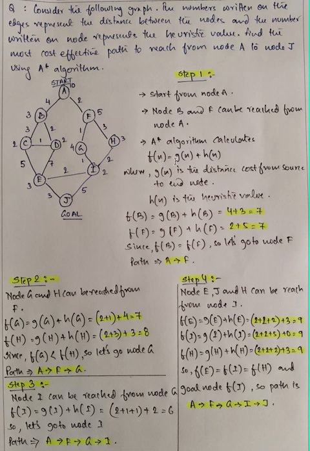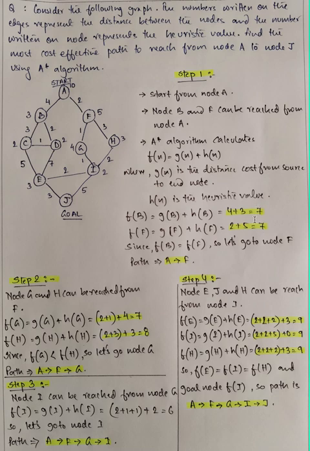Okay, so let's start the process. In context to B and F, f of B equals g of B plus h of B. g of B means the distance from A to B, which is 4, and the heuristic value h of B is 3. So 4 plus 3 gives us 7. In the same way, for node F, the distance value is 2, and the heuristic value is 5. So 2 plus 5 is 7. So finally, node B and node F both result in the cheapest value of 7.